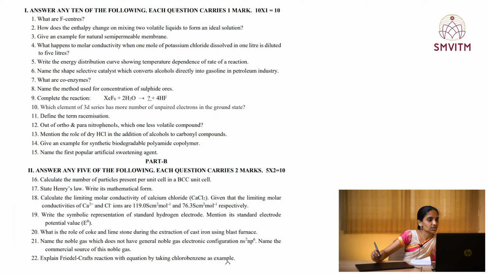Alright, so the next question, what are coenzymes? This is a question from your surface chemistry, is it not? These are the substances that increase the efficiency of an enzyme. Then name the method used for concentration. Of course, there is one more surface chemistry question, question number 6. Name the shape selective catalyst which converts alcohols directly into gasoline.